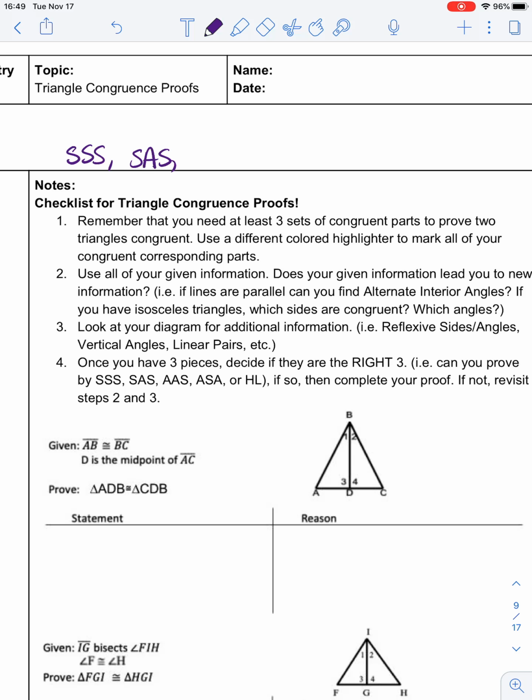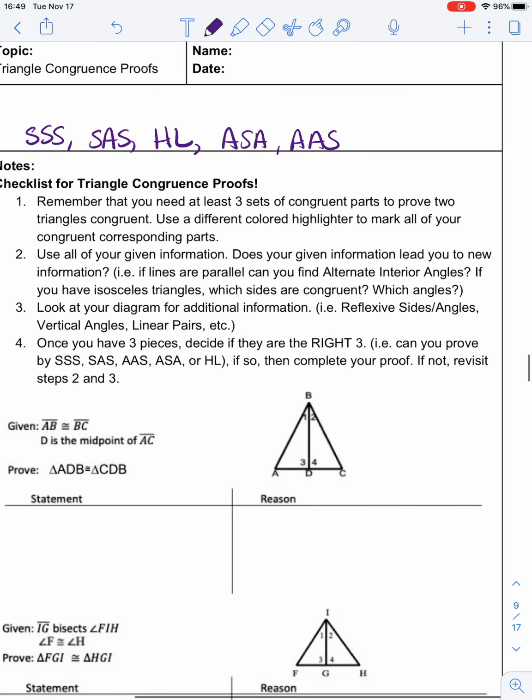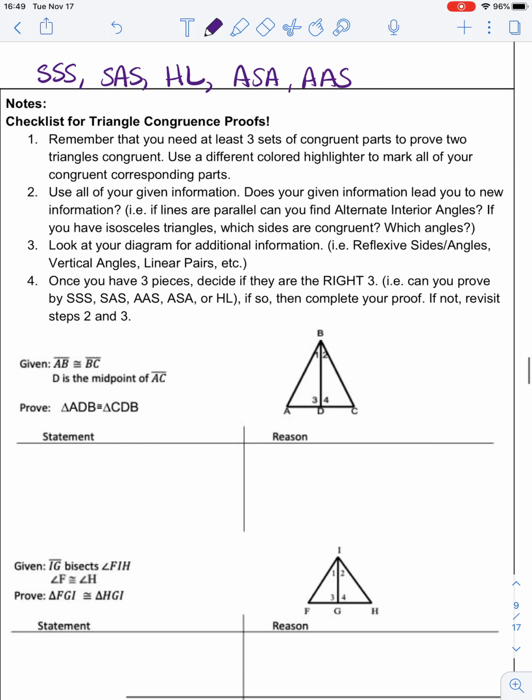Now remember, we've got side, side, side. We have side, angle, side. We have HL in case it's side, side, angle, and it's a right triangle. And then we have angle, side, angle, and angle, angle, side. Those were our 5 ways to prove that triangles are congruent. So here are the things that we want to look at when we go through these.